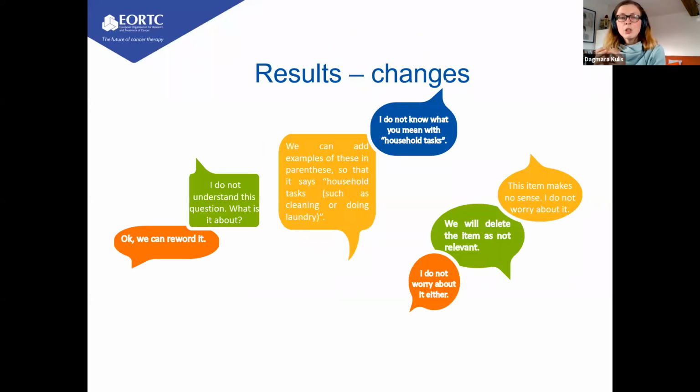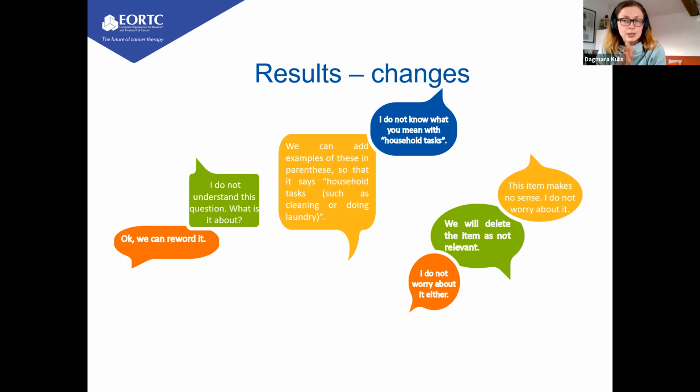Next one. So as a result of the pilot testing, we can make different changes to the questionnaire depending on what was reported by the patients. So for example, if they say, I do not understand this question, what is it about? We can reword it. We can add an example. We can change the structure. We can do a few changes to the wording to make it simpler. If they say, I do not know what you mean with household tasks, we can specify them as, for example, in parentheses, such as cleaning or doing laundry.